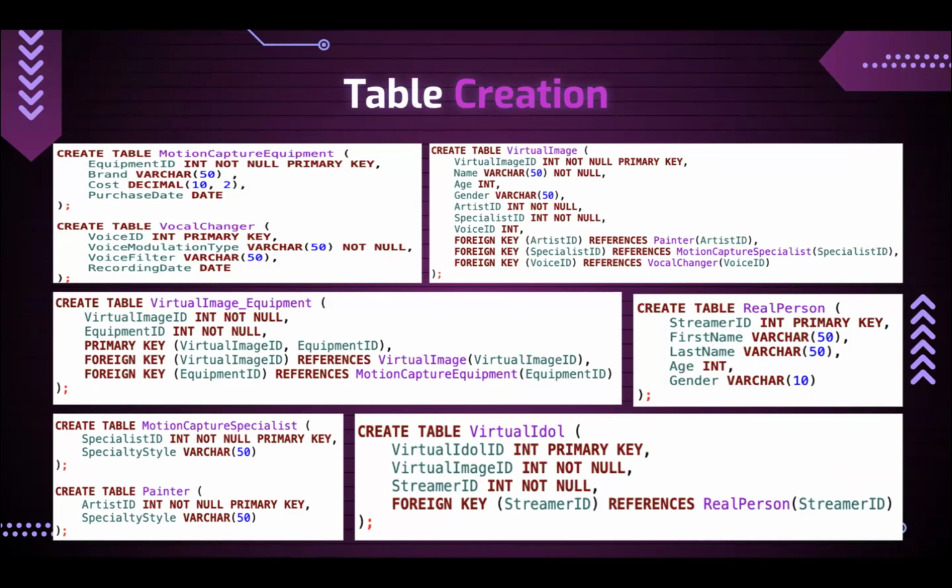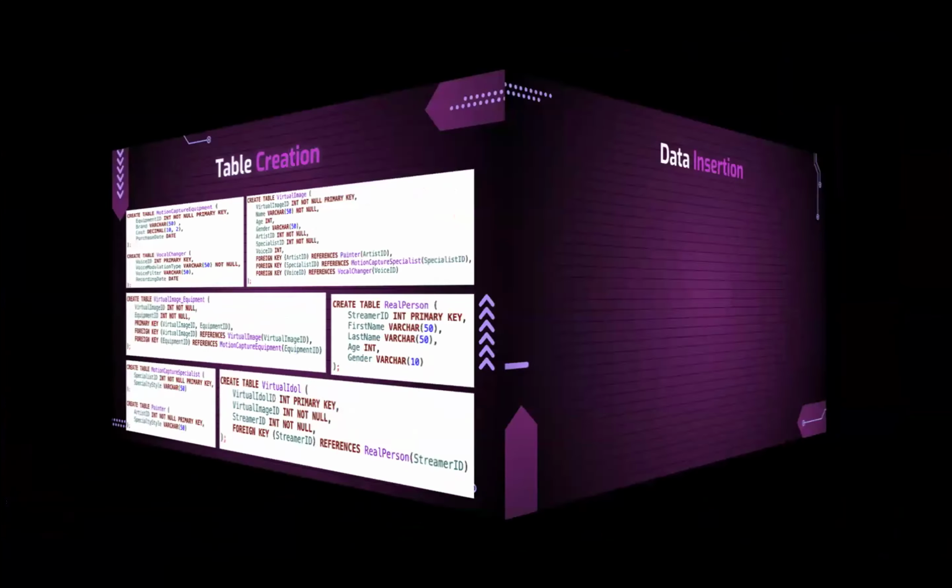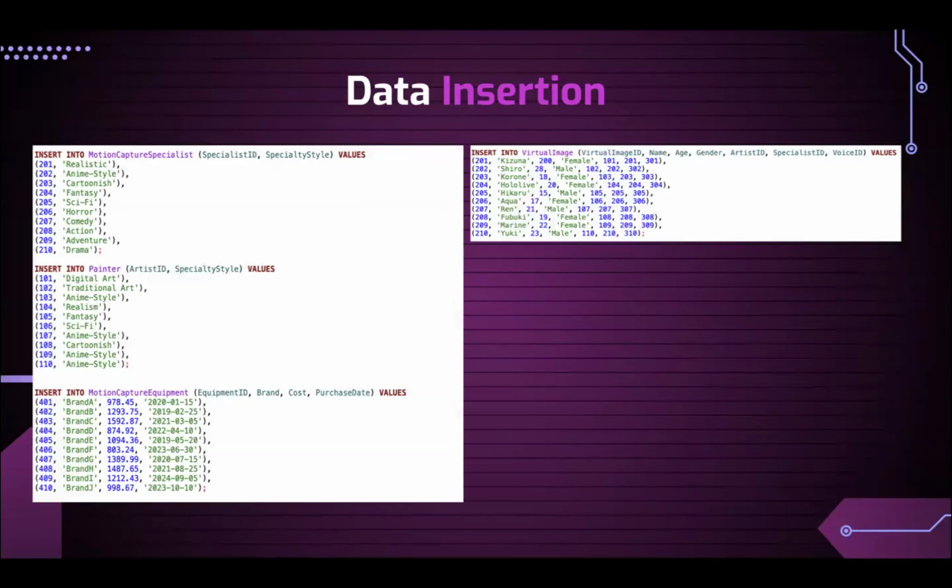They include the painters who design their appearance, then there is a motion capture specialist who provides realistic movements, and the vocal changers, which handle voice modulation and filtering for the virtual idol. Together, all these tables form the backbone for the virtual idol creation process. Next is the data insertion.